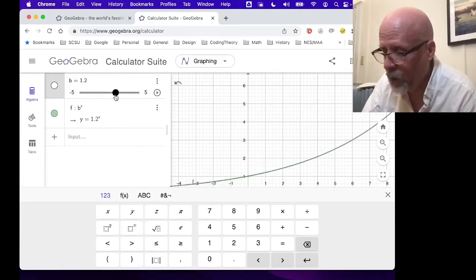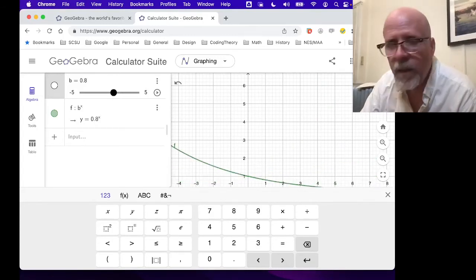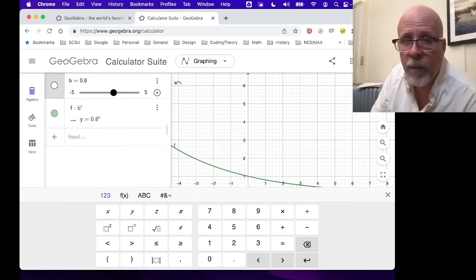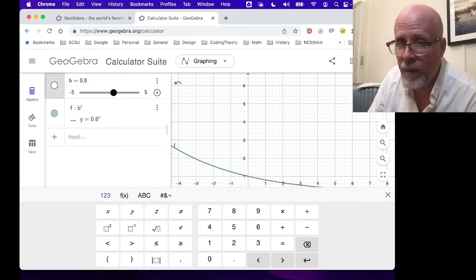We started when b was 1, but what if b is smaller than 1? That is when you get into decay. That's like the inflation situation where we're multiplying by 0.97. This would be inflation at a 20% rate per annum. There's been times where inflation was many percents.